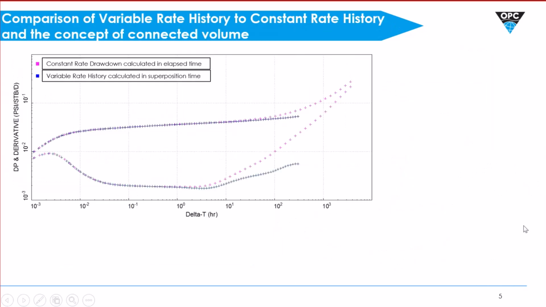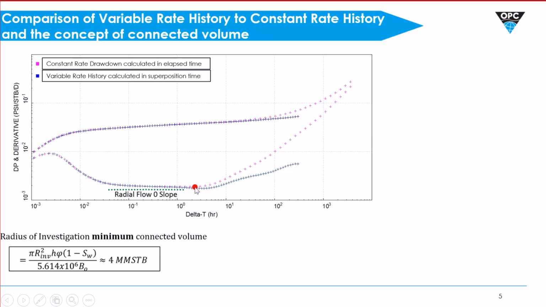So now we are comparing the buildup in superposition time versus the constant rate drawdown in elapsed time. And I also want to introduce the concept of connected volume. In pink, you see the constant rate drawdown in elapsed time, and in blue, you see the buildup calculated in superposition time. So let's work from left to right. Here we see wellbore storage and radial flow is pretty much the same. So we have good confidence in our permeability and our skin, regardless of whether we used constant rate drawdown theory or superposition time theory.